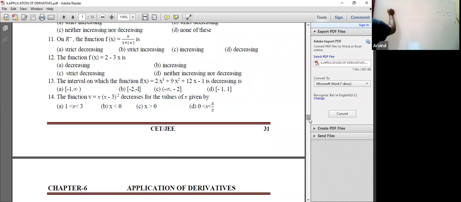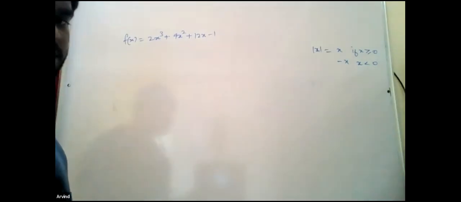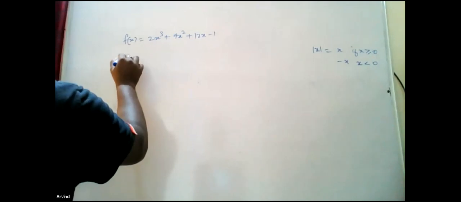So f of x is equal to 2x cube plus 9x square plus 12x minus 1. Okay, this is the function. Let's find f dash of x.